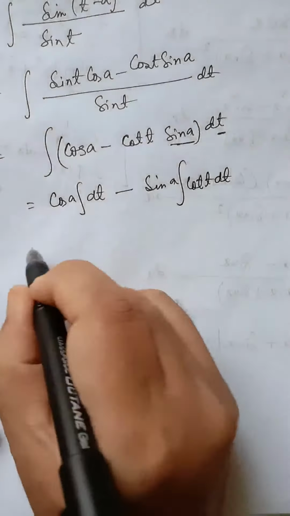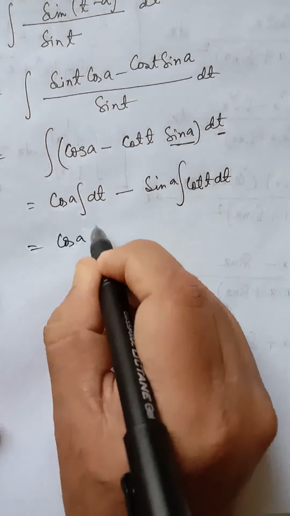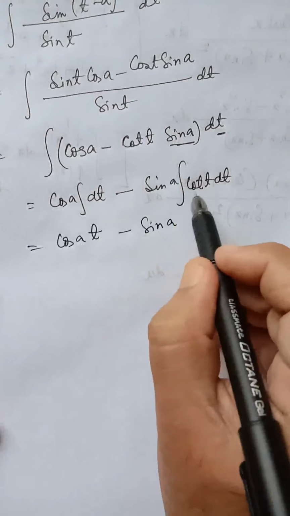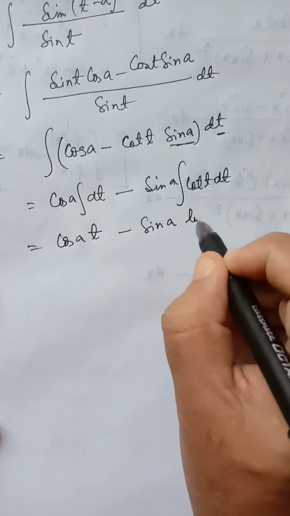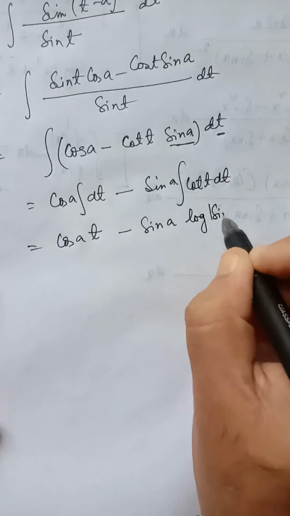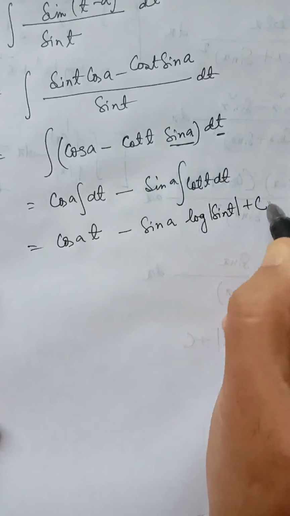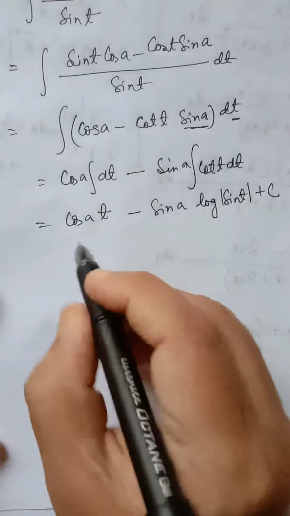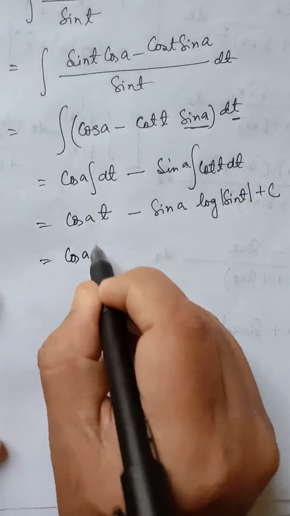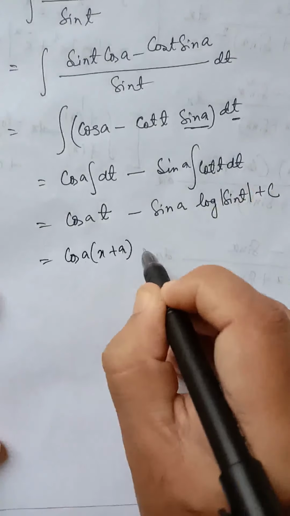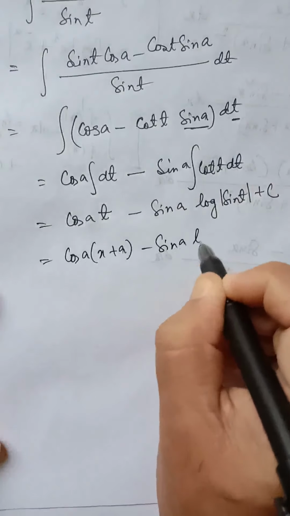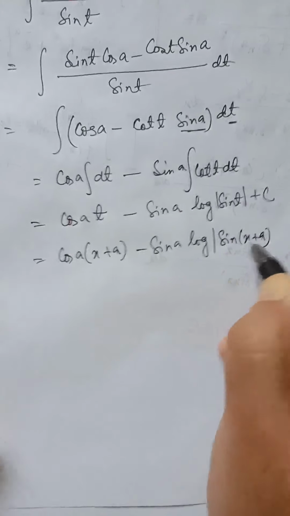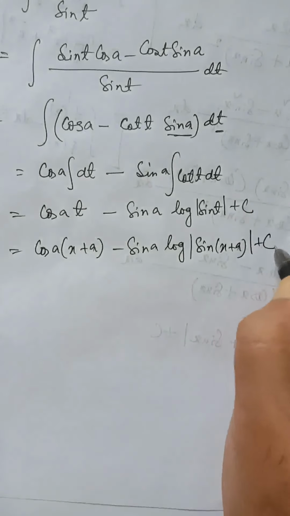Okay, so cos a times the integration of dt is t, minus sin a times the integration of cot t, which is log of sin t, plus c. Now we have to replace t by x + a, so we will put cos a times (x + a) minus sin a times log of sin(x + a), plus c.